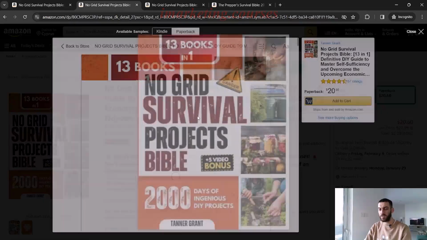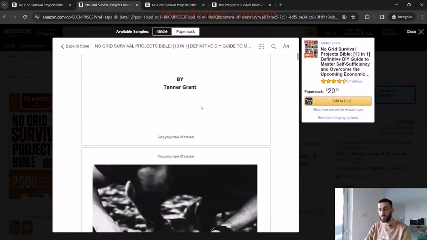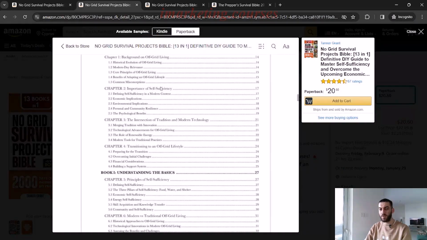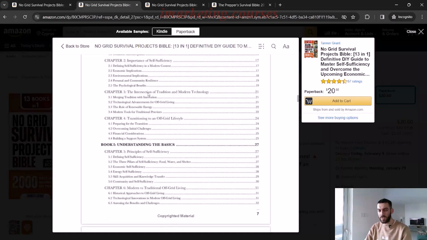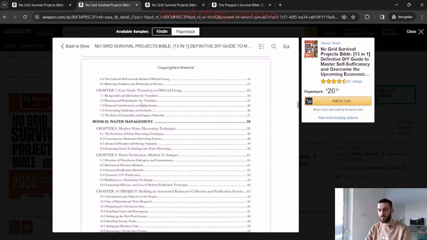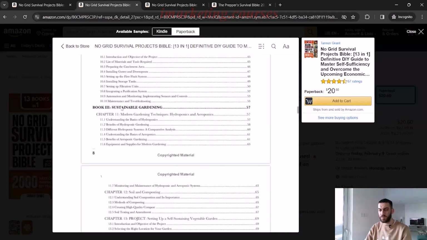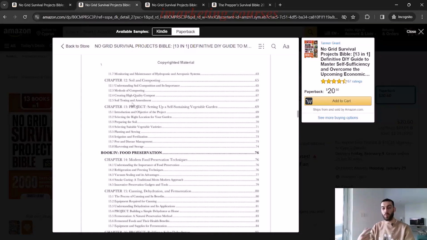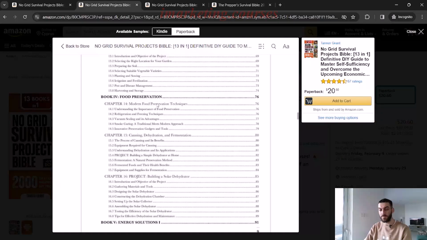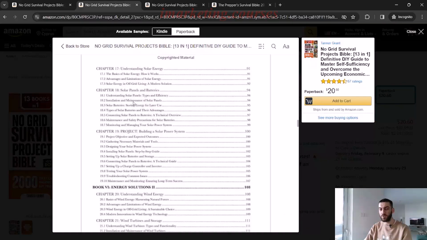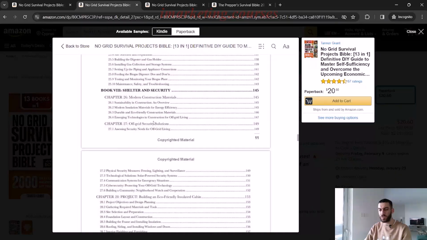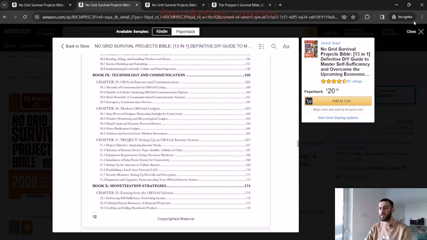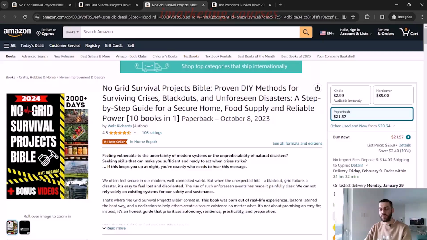What about these guys? Let's look at their table of contents to see what they talk about. So here we go. The importance of self-sufficiency, same thing. Do these guys talk about random garden things? How to transition, modern versus traditional, water management, sustainable gardening. So see, everyone's just talking about the same things, but it's the way that they're talking about it which is important. Food preservation, energy solutions, how to find energy sources, shelter, security, basically everything that you need to know to survive by yourself.